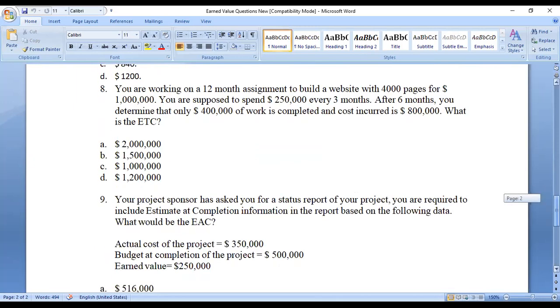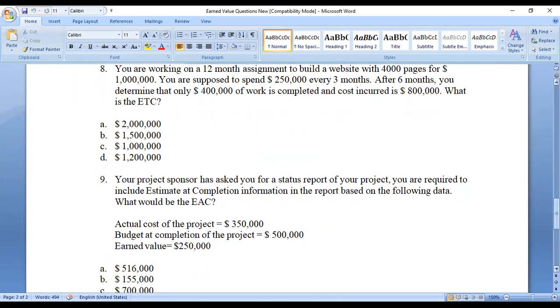You are working on a 12-month assignment to build a website with 400 pages. For 1 million, you are supposed to spend $250,000 every 3 months. After 6 months, you determine that only 400,000 of the work is completed and the cost incurred is 800,000. So what is your ETC? The ETC formula, you know very well: estimated to complete the remaining work. The formula is EAC minus AC, EAC minus actual cost.